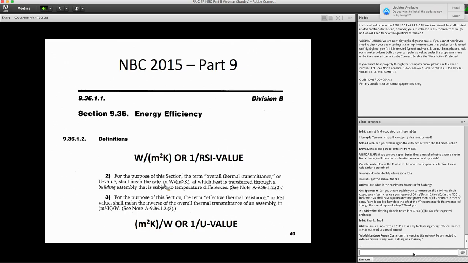How do you identify city versus zone table? I'm not sure I understand that, but in the zone table you have a province and then you have the different cities.